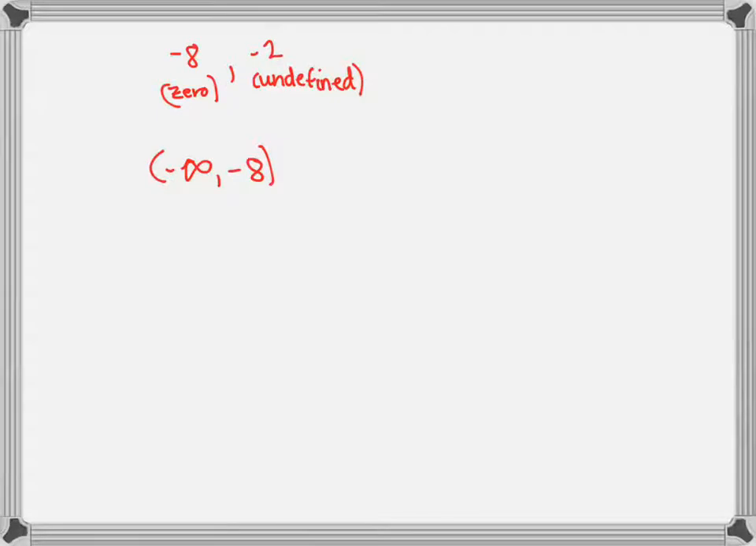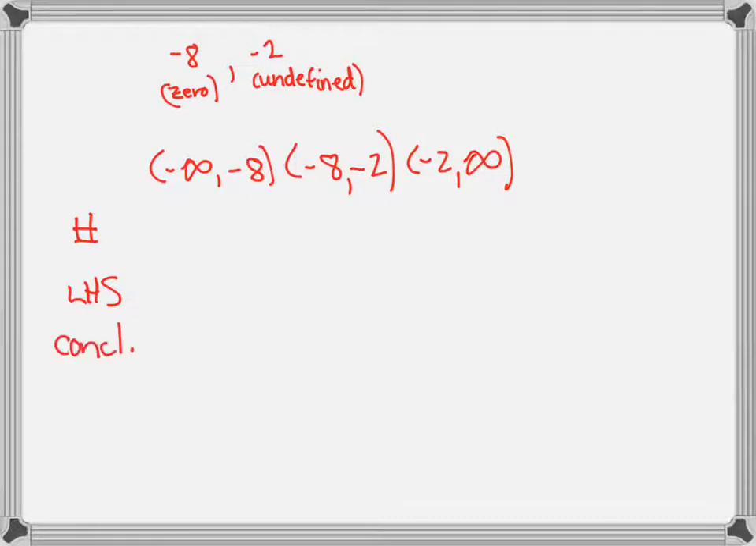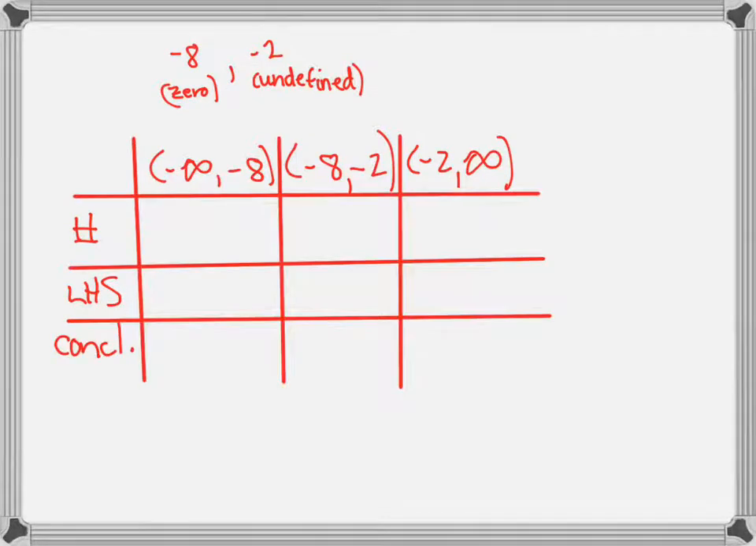So my intervals are negative infinity to negative 8, negative 8 to negative 2, and negative 2 to infinity. I will choose a number in each interval. I will evaluate the left-hand side. I will draw a conclusion. Okay, in my first interval, I'm going to choose negative 10. In my second interval, I'll choose negative 4. In my third interval, I'll choose 0.